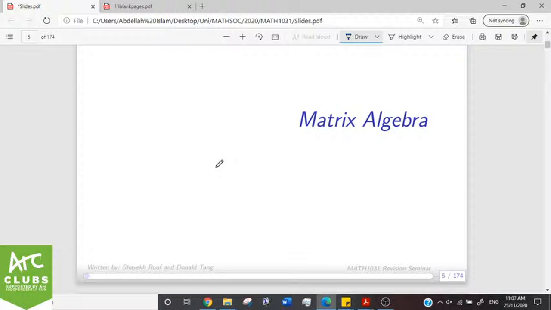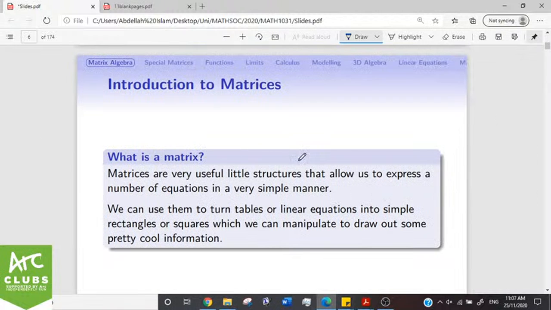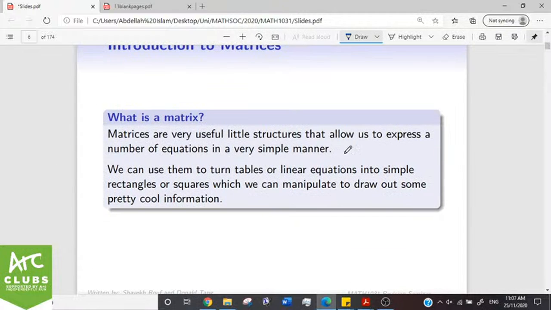Cool. So chapter 1 is matrix algebra. This is an introduction to what matrices are, how to use them, how to model situations with them.